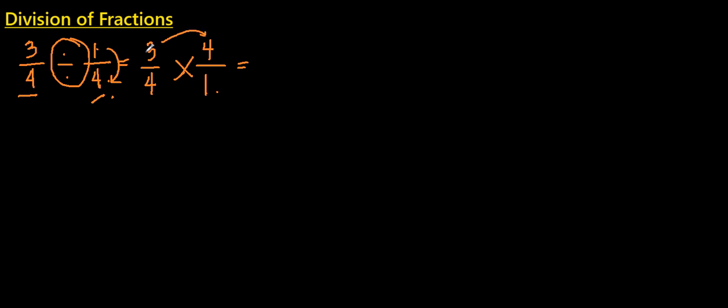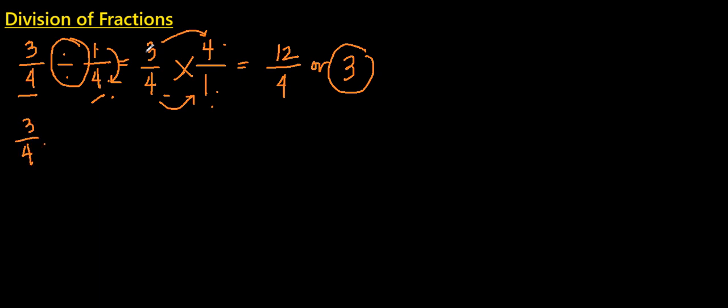Now we can apply what we've learned with multiplication of fractions. You multiply numerator to numerator and denominator to denominator. So 3 times 4 is 12, 4 times 1 is 4. Then lowest term, 12 divided by 4 is 3, a whole number. The final answer is 3. Let's try another example.